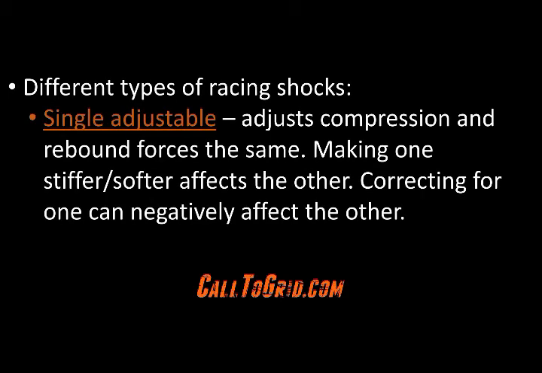Racing shocks come in three basic varieties: single adjustable, double adjustable, and triple adjustable. For a single adjustable shock, compression and rebound forces are adjusted the same. If rebound is made more stiff, so will compression. If using shocks to correct for a specific issue on the track, you may induce issues at other parts of the track where none existed before using a single adjustable shock.